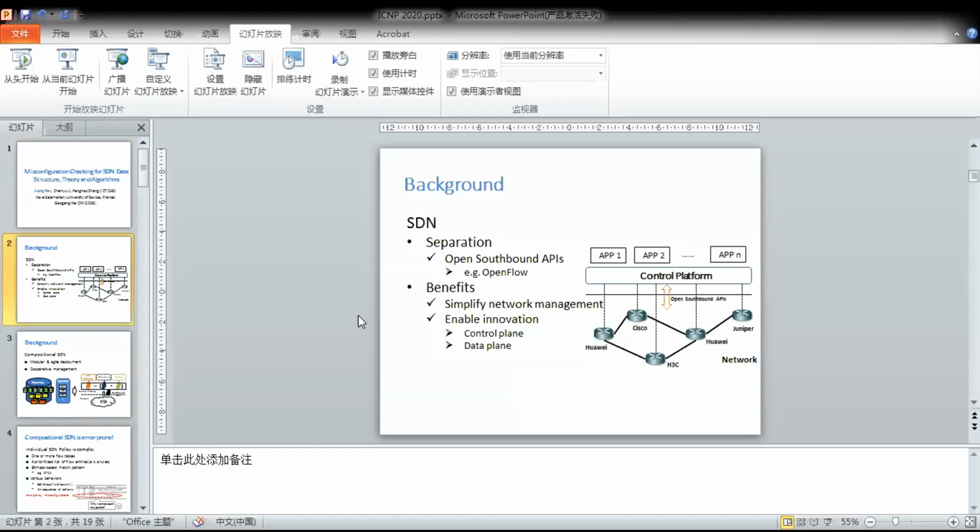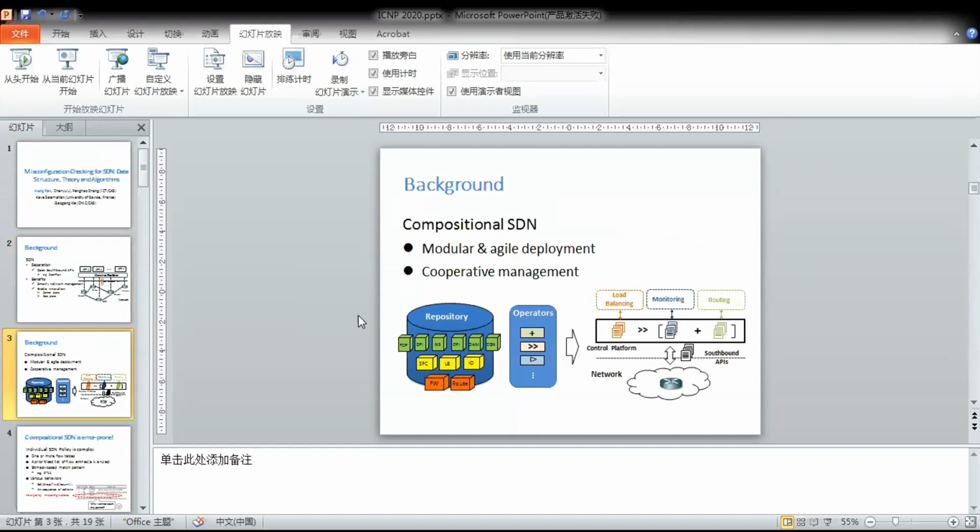The context of this work is SDN. As is well known, SDN separates the control plane from the data plane through open southbound APIs such as OpenFlow. This separation not only can simplify network management, but also enables network innovation both in the control plane and the data plane. However, it is still hard to develop and maintain a complex SDN application. To address this challenge, recently, network researchers began to borrow software modularization ideas to program the network and introduced compositional SDN. Consequently, a complex application consists of multiple simple policies such as NAT, monitor, firewall, and so on. Network administrators compose these policies by different compositional operators to perform one complex network function.